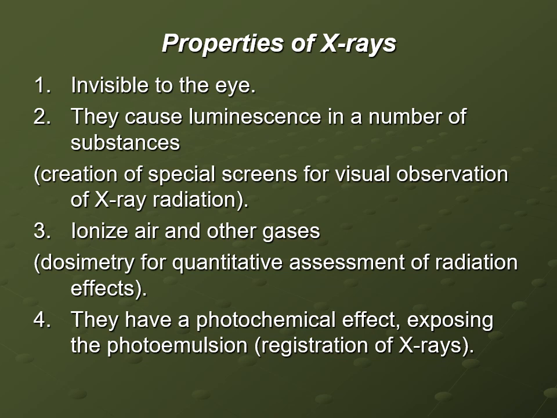The next property is that X-rays have photochemical effects, that is, they expose the photoemulsion. This property is used to register X-rays that have passed through the tissues of the body, and then we can draw a conclusion about the state of the organ from the photographic film, depending on how the exposure of this photographic film occurred.